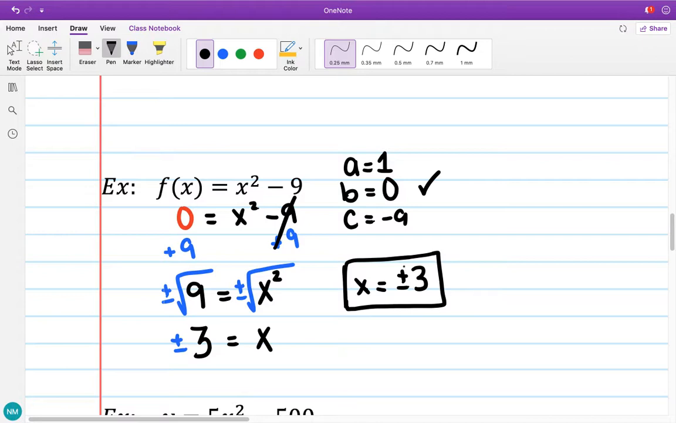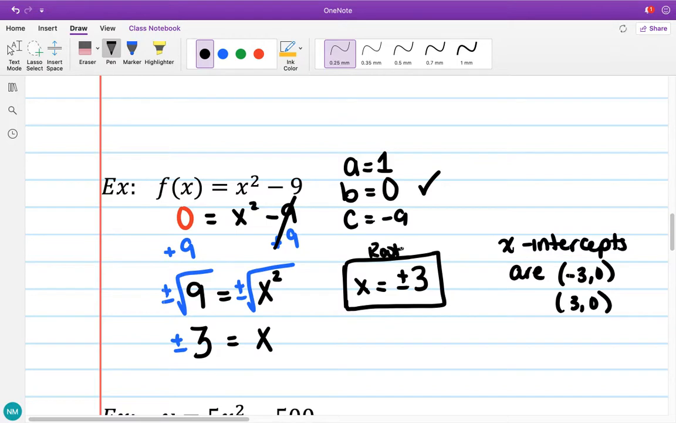So my x-intercepts are (-3, 0) and (3, 0). These are my roots, or zeros, and these are my x-intercepts. Remember, roots are just x equals. X-intercepts are points with y equals 0.